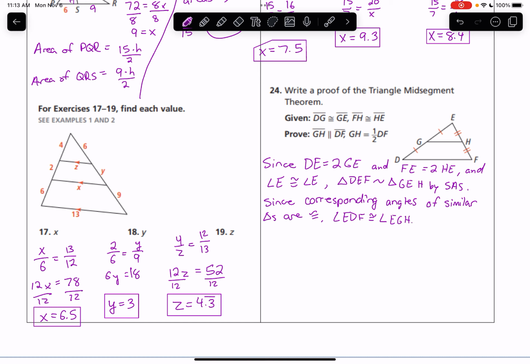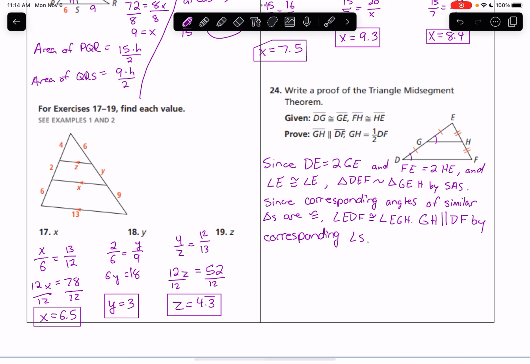And since EDF is congruent to EGH, then we can say that by the converse of the corresponding angles theorem, that means GH and DF have to be parallel to one another. So we can say, let's see, GH is parallel to DF by corresponding angles, because those corresponding angles are congruent.